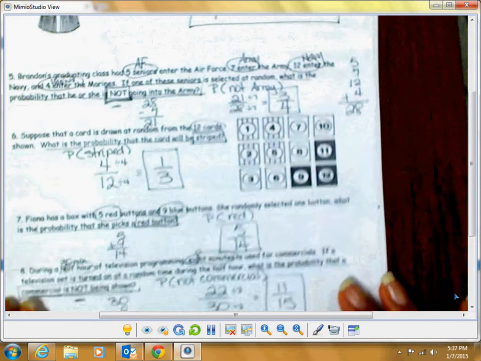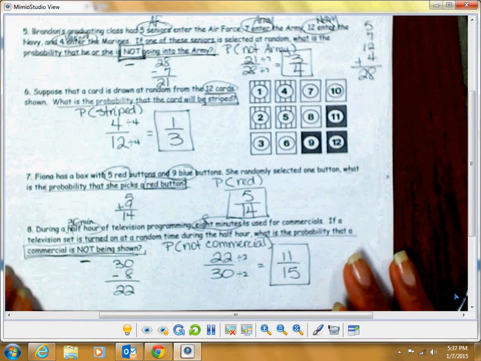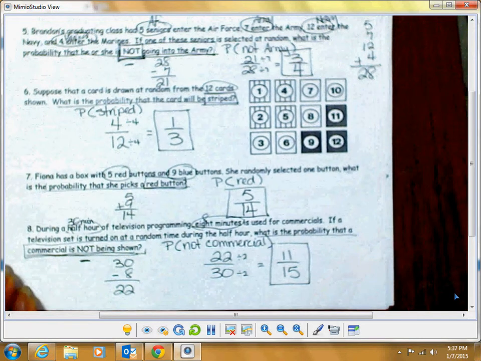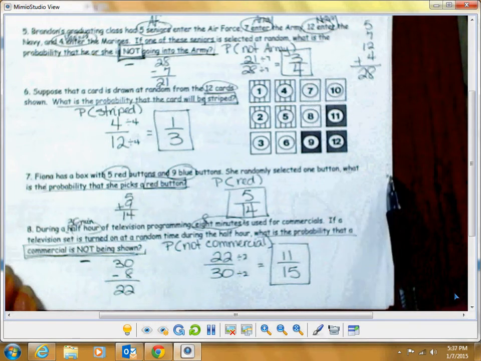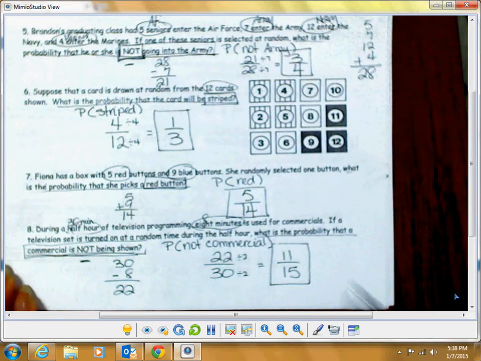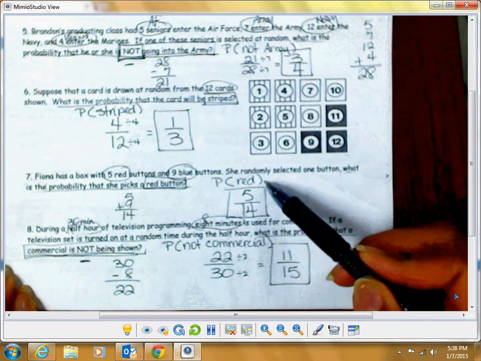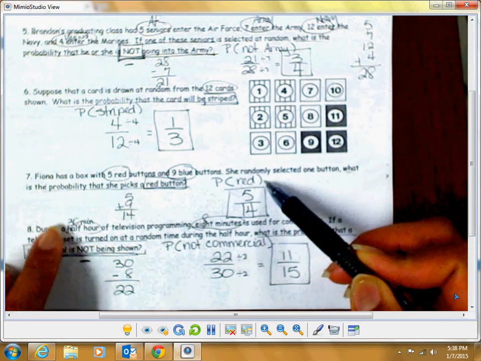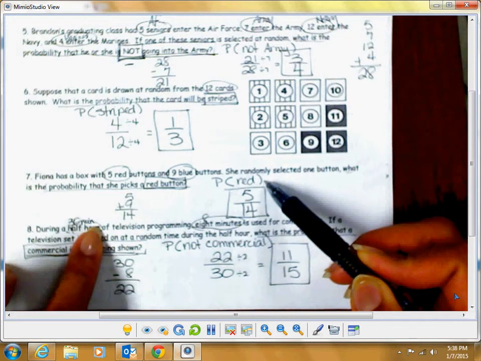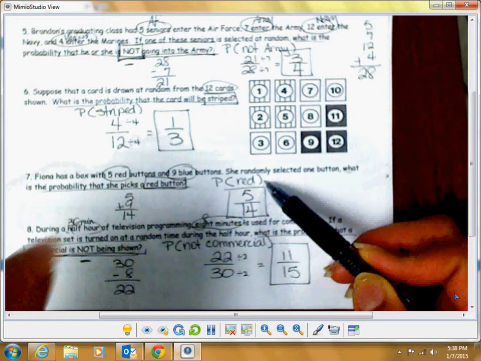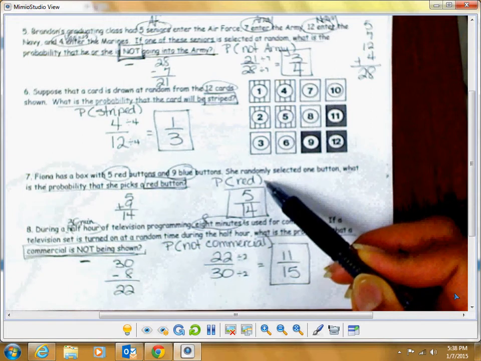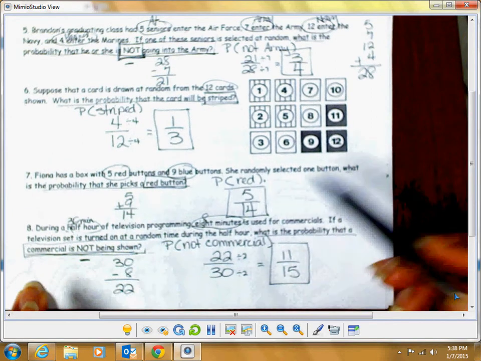Number 7, we had Fiona with a box of red buttons, 5 red buttons and 9 blue buttons. She randomly selected one button. What's the probability that she picks a red button? So it just wants the probability of red. So P with red in parentheses. So the total, 5 plus 9 is 14. Now look for your red buttons. It says there are 5 of them, so that's 5 out of your total 14. And that cannot be simplified.